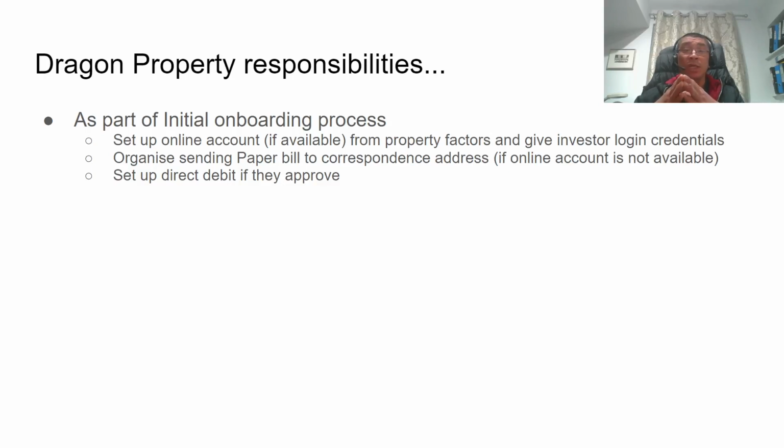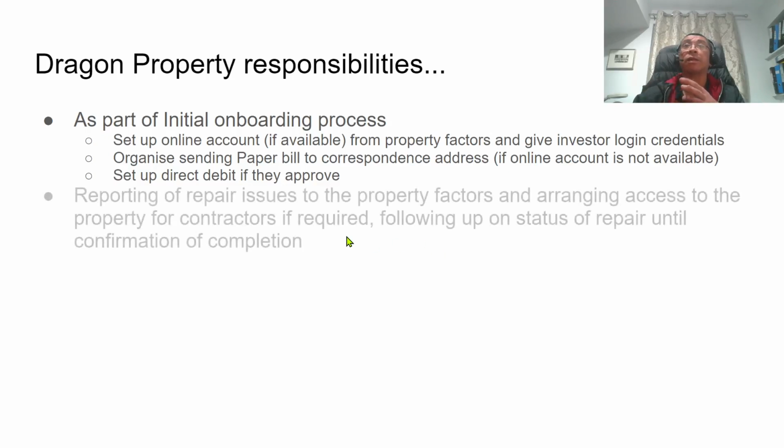Now you don't need to have it set up. Nobody's forcing you. Some people like to receive their bills, challenge them, and query for a breakdown. That's entirely up to you, and then pay them. But personally, I've got like 20 properties. I don't want to read my bills. I know I have to pay them, so I just set them all up in direct debit.